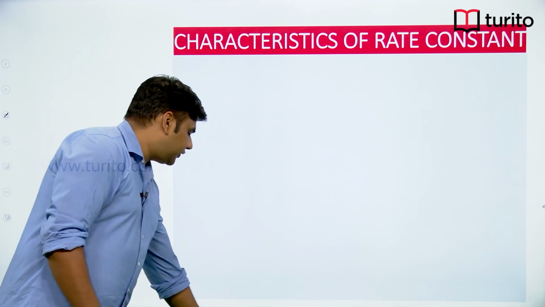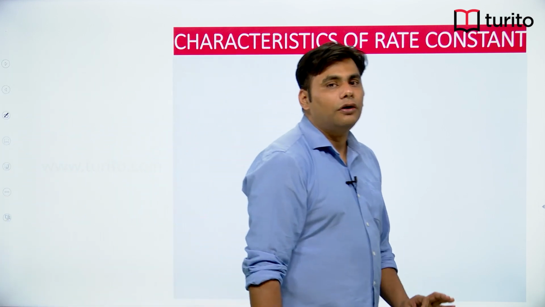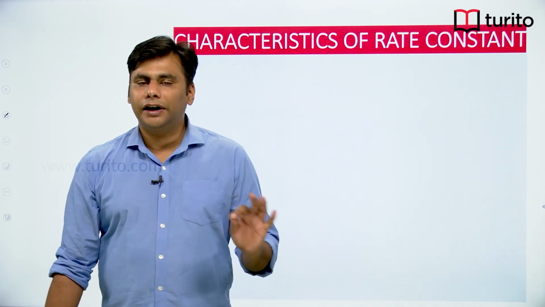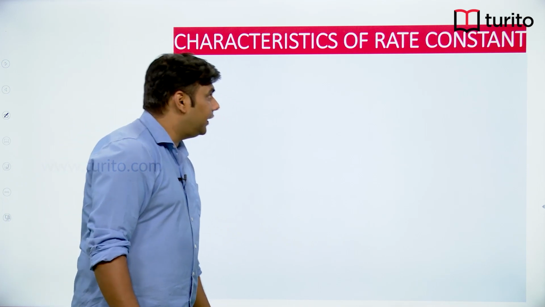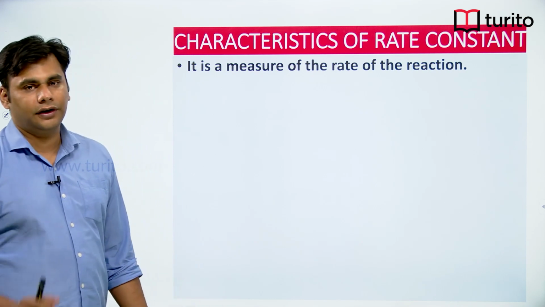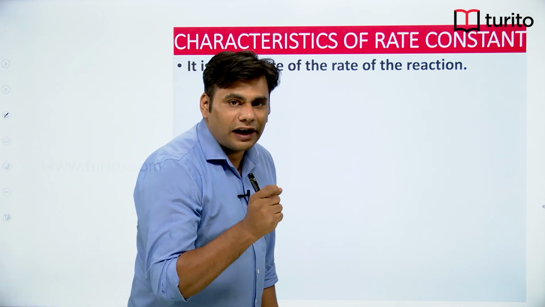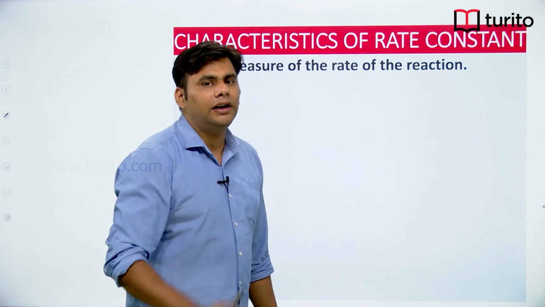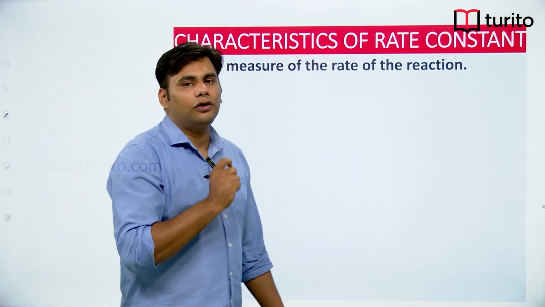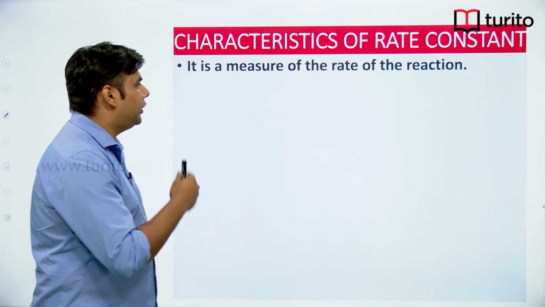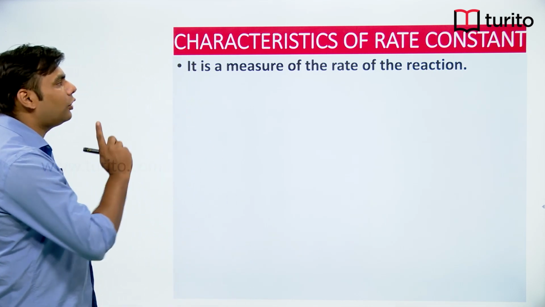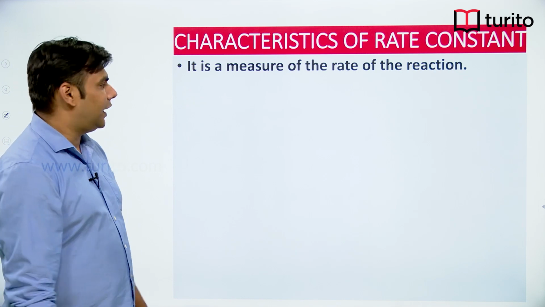Now let us understand the characteristics of rate constant. Whenever we are writing a rate equation, there will always be a rate constant which is K. It is the measure of the rate of the reaction. I have already told you, the higher the value of rate constant, the faster the reaction would be. The smaller the value of rate constant, the slower the rate of the reaction. Okay. So rate constant measures the rate of reaction.